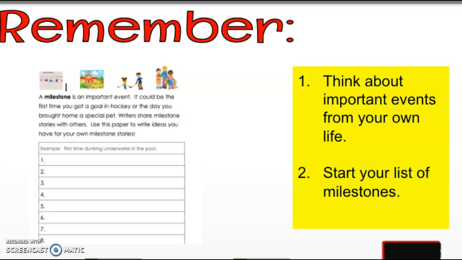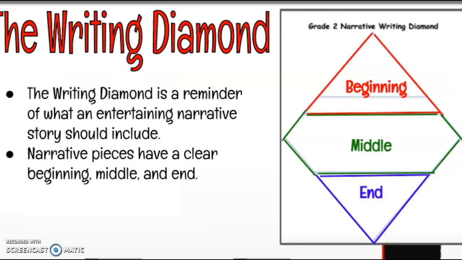So, let's remember last week, you and Mrs. Rice got together and you thought about a milestone, an important event in your life. Actually, you thought of a lot of them. And then you picked one. Okay? So we are going to, at the end of today's lesson, go back to thinking about that milestone that you chose. But before we do that, let's look at the writing diamond. Okay? So an entertaining narrative story has a beginning, a middle, and an end. And you can see those parts of the diamond in this picture.